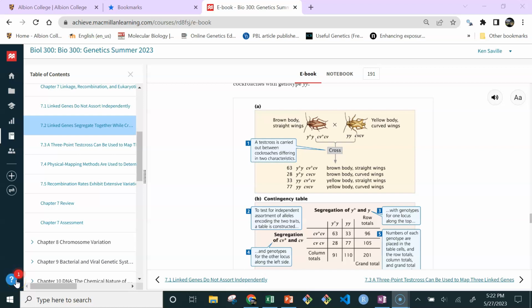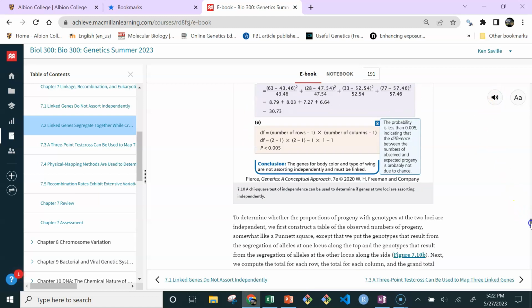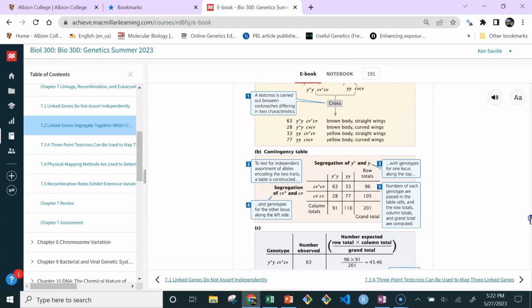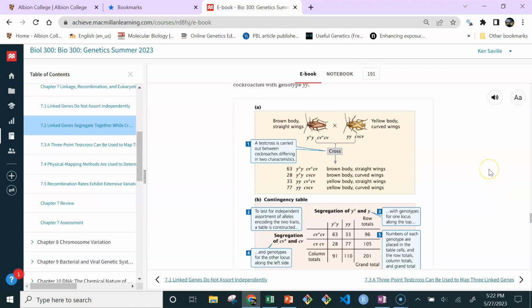All right, so I guess this is linkage and mapping part 3. But what I'm going to show you here mainly is how to apply chi-square to a sort of a linkage and mapping problem. And so this is figure 7.10, and it's applying the chi-square method to this idea of linkage or non-linkage.